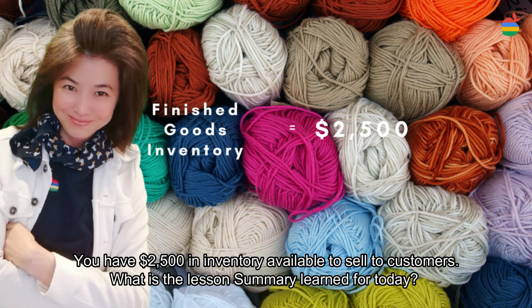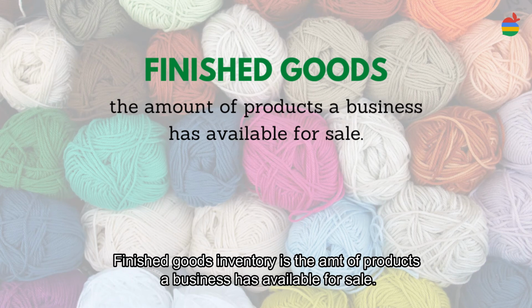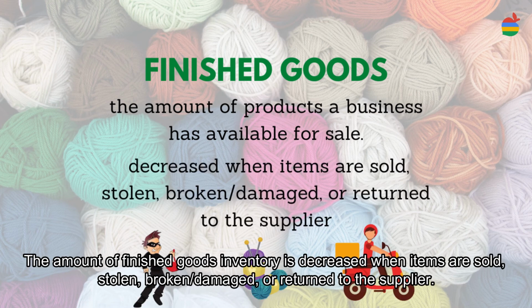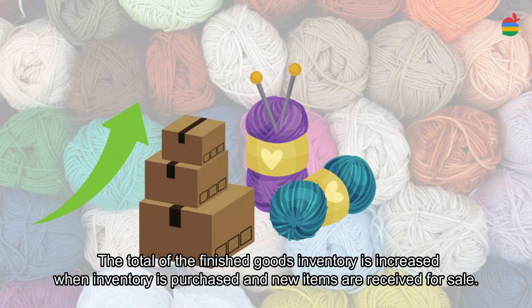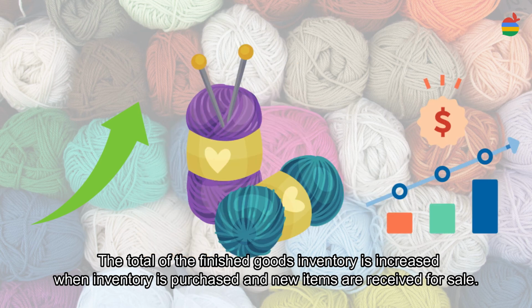So what is the lesson summary for today? Finished goods inventory is the amount of products a business has available for sales. The amount of finished goods inventory is decreased when items are sold, stolen, broken, or damaged, or returned to the supplier. The total of the finished goods inventory is increased when inventory is purchased and new items are received for sales.